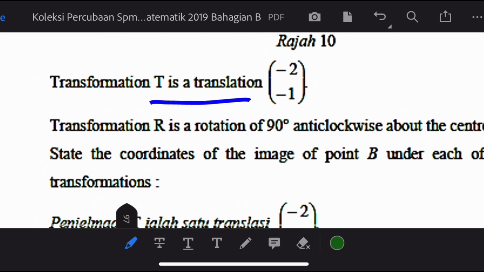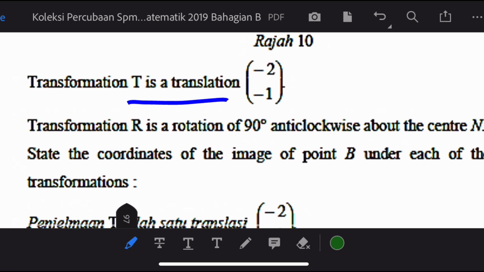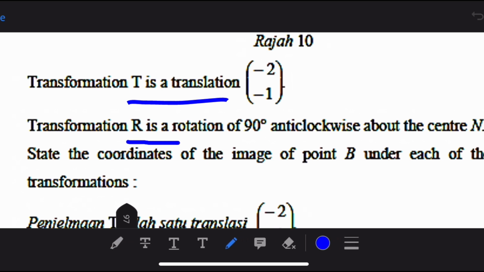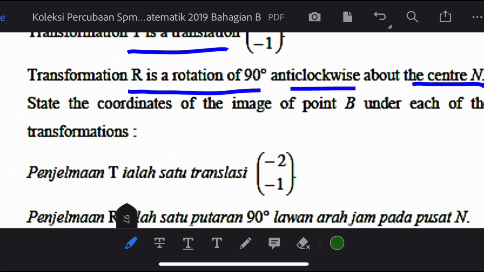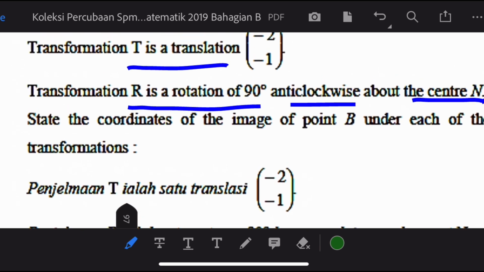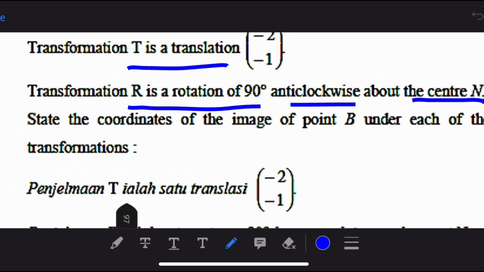Transformation R is a rotation of 90 degrees anti-clockwise about center N. So R is a rotation 90 degrees anti-clockwise about the center N. State the coordinates of the image of point B under each of the following transformations. It means that point B is the object. So you're asked to find the image of point B under the following transformations.